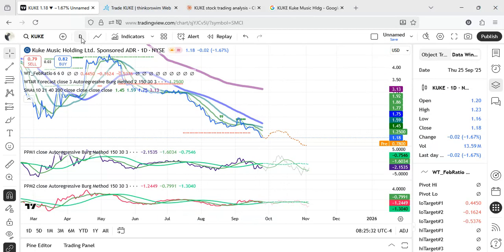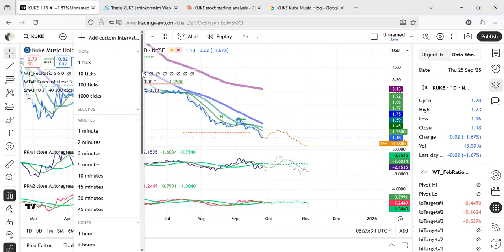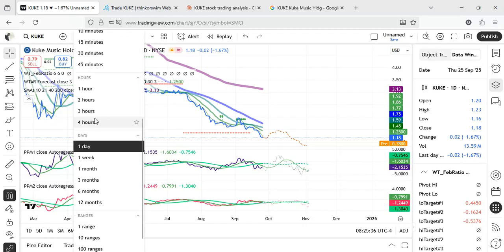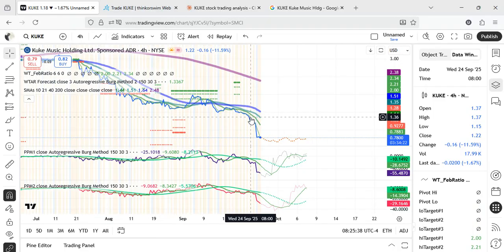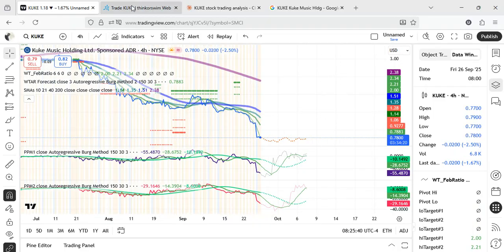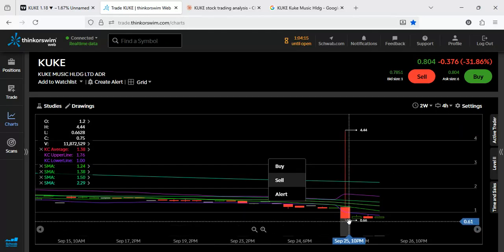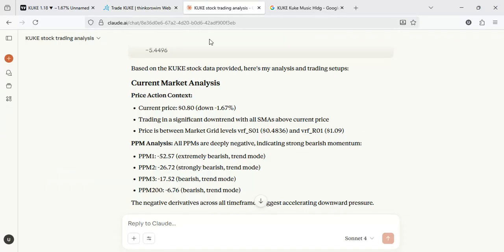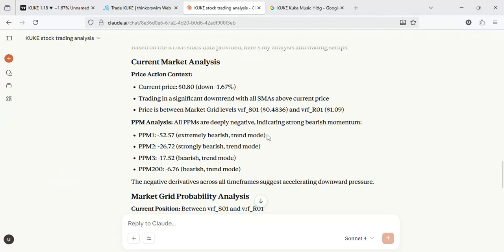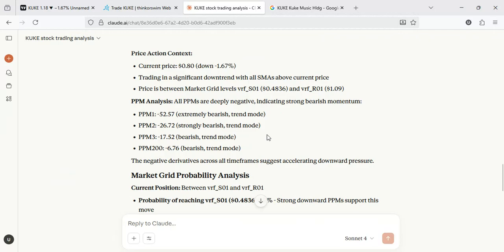So let's look at the 4-hour chart. We used the data from its 4-hour chart here on TradingView and on Think or Swim. So we use this intraday high of 4.14 and intraday low of 0.66 to break down a couple of things here. The stock is trading in a significant downtrend with all moving averages above the current price.